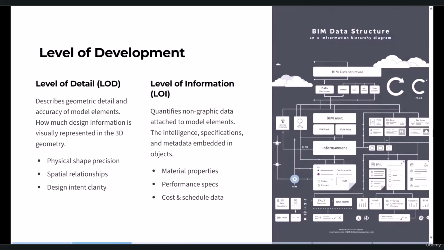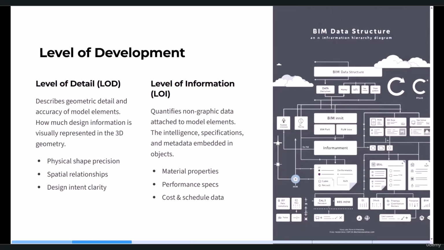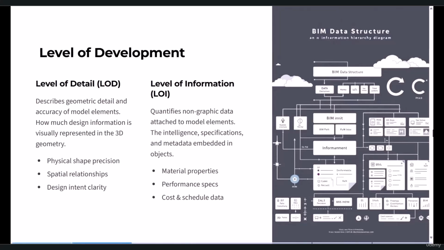I mean level of information. It is not related to geometrical details, it is related to the data of each project. For example, when we have a door in our project, LOD is related to the shape of that door, but LOI is related to the information that the door has, like material, expense, weight, number of that section, and anything else.